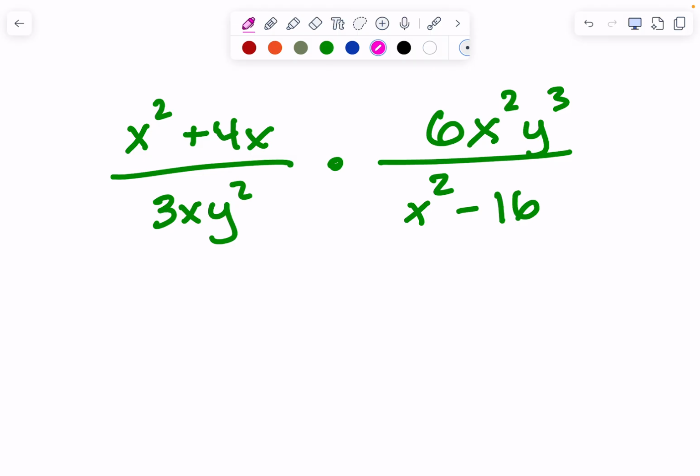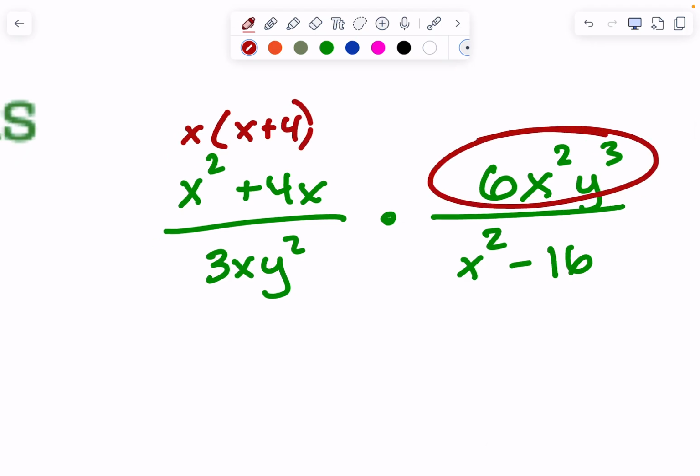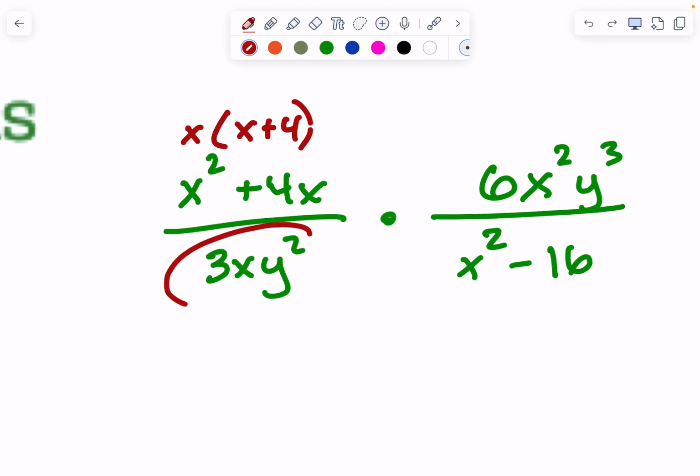So we are multiplying. We don't have to flip anything, but I'm going to go through piece by piece, and I'm going to look and say, can I do anything to that? So this guy, can I do anything to that? I'm going to pull an x out, and left over is x plus 4, okay? Can I do anything to this 6x squared y cubed? No. Can I do anything to this guy? No. Can I do anything to this guy? Yes. Difference of squares. X plus 4, x minus 4, right?